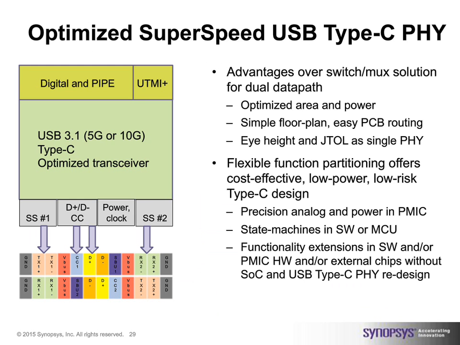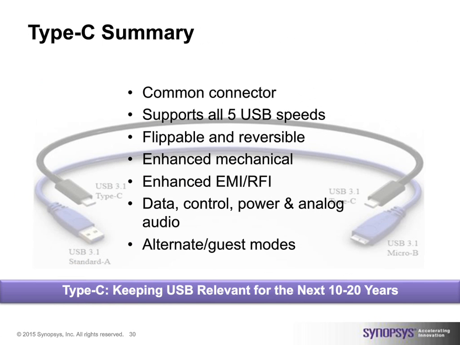So Morten, thanks for a great overview on the new USB Type-C standard. If I can summarize it, Type-C is a common connector. It supports all 5 USB speeds from the original USB 1.1 speed all the way up to the latest USB 3.1 10 gig data rate. It's a flippable and reversible standard for the cable.